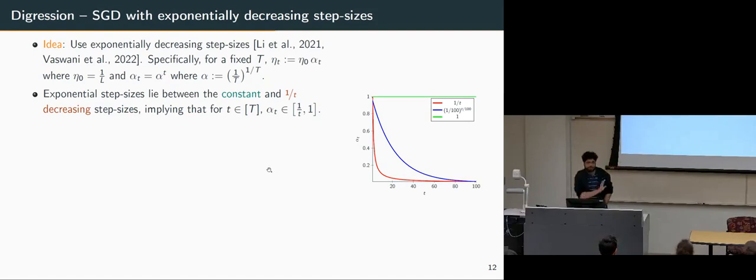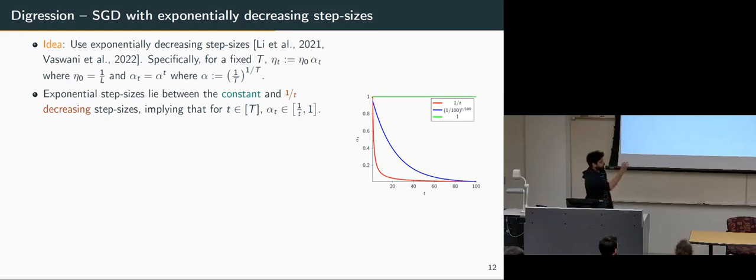In a separate series of papers that I was working on, this is exactly what we end up doing. So this says you fix the number of iterations you want to run it for. Choose a step size which is some constant eta 0, say 1 over L, multiplied by alpha t, where the alpha t's decrease exponentially fast. So this is alpha to the t. But alpha depends on the number of iterations you want to run this for. Okay, and this was first proposed by this very nice paper by Lee and Francesco. And this shows with this step size, it lies somewhere between constant and 1 over t.